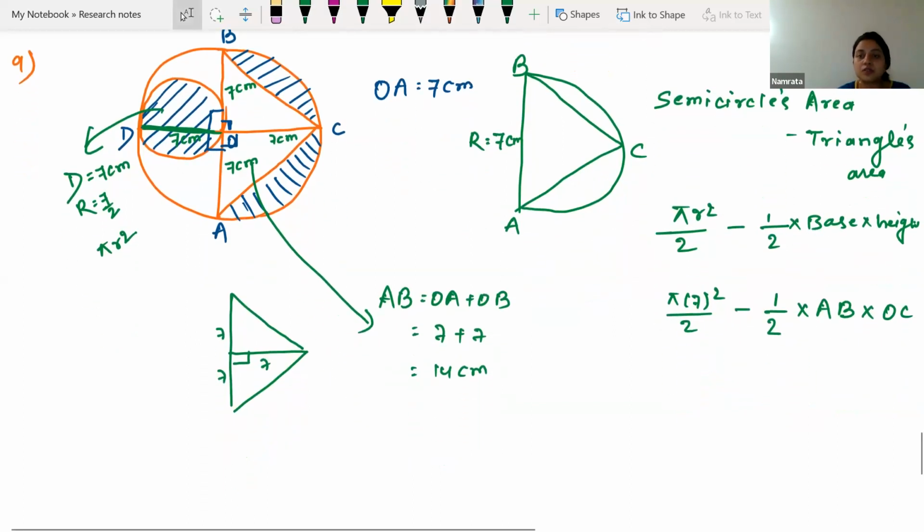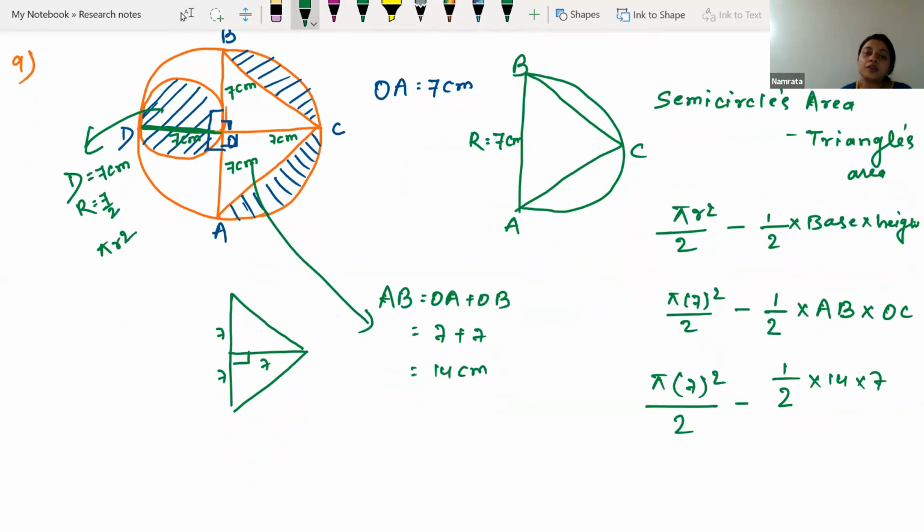So let's write it 1/2. AB is 14 and OC is 7. We know all the data. We can easily find the area of this shaded part. Once we get the area of this shaded part, we can combine it with the tiny circle's area to get the total shaded region area. Is it clear? Yes, ma'am. Okay, let's move to the next one.